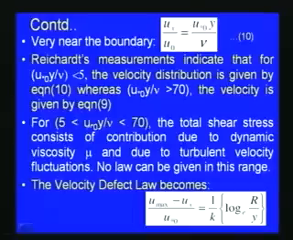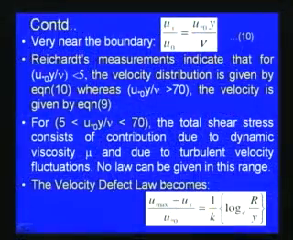So, for u star o into y by nu between 5 and 70, the total shear stress consists of contribution due to dynamic viscosity mu and due to turbulent velocity fluctuation. So, it is very difficult to give an expression for this between 5 and 70. So, this is as far as very near the boundary is concerned.